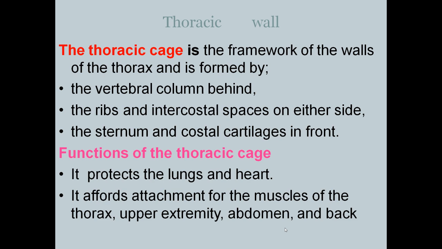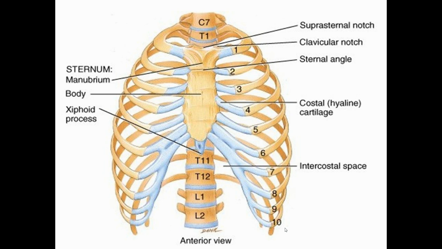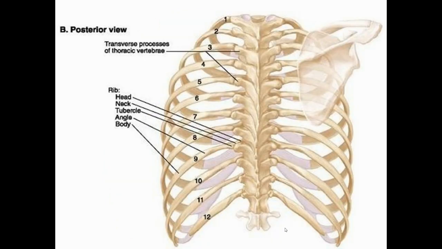What is the function of the thoracic cage? It protects the lung and heart, and it affords attachment for the muscles of the thorax, upper extremity, abdomen, and the back. So we can see here this is the thoracic cage. There are ribs, sternum, and vertebral column.